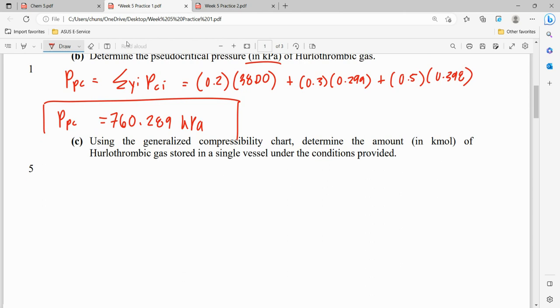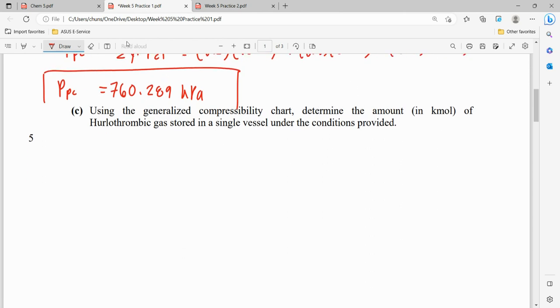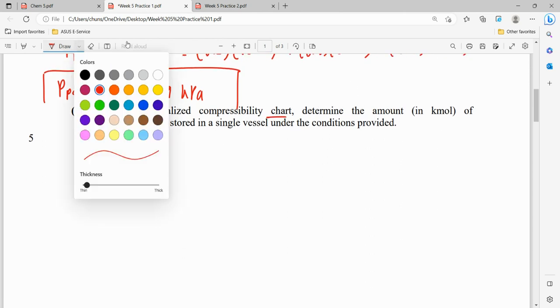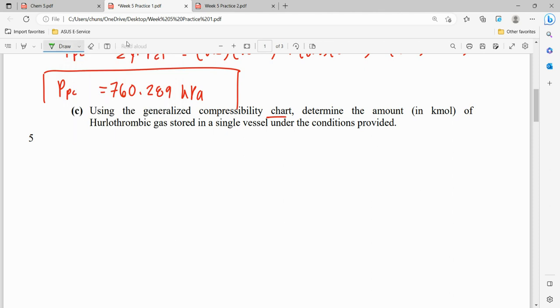Okay, using the generalized compressibility chart, so we're using our Z-chart method, which was our second method we covered, determine the amount in kilomoles of gas that is stored in a single vessel under the conditions provided.